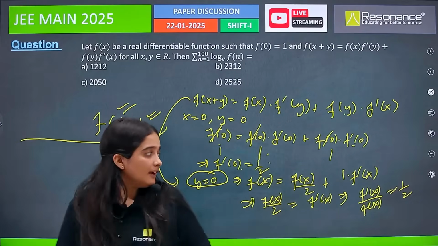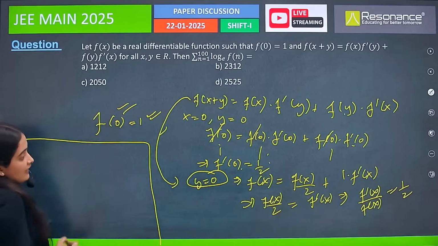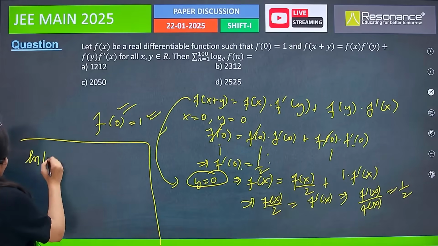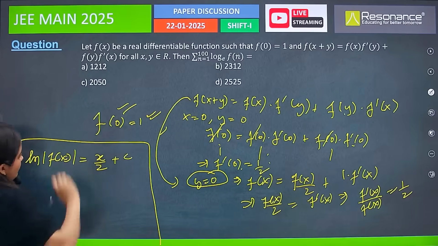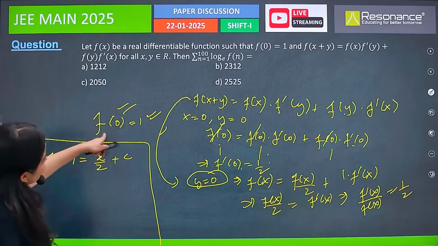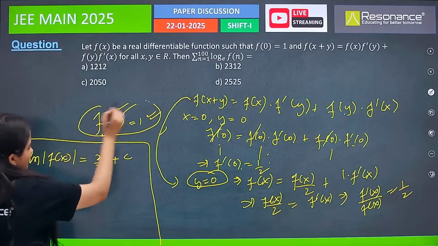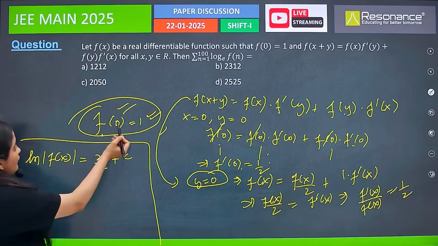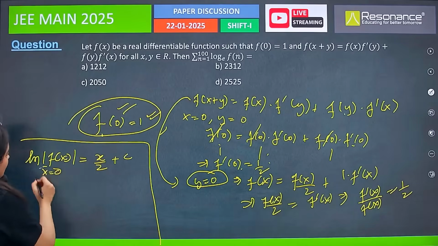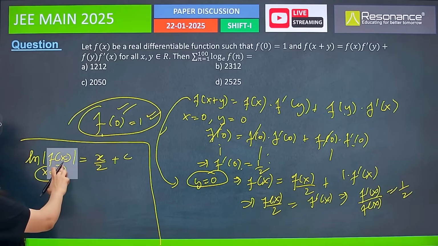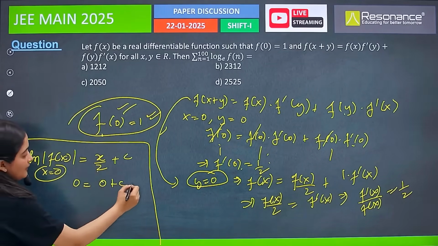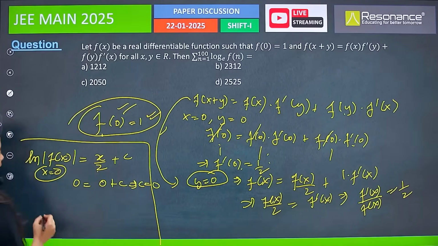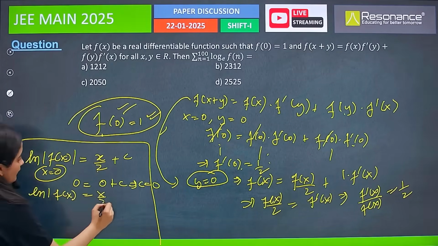If I integrate both sides, I will get the integration of f dash x by f of x, which is ln mod f of x, equal to the integration of 1 by 2, which is x by 2 plus c. Now to get the value of c, we will use the same thing again. f of 0 is 1, so let's substitute x as 0. ln f of 0, ln 1 will become 0, equal to 0 by 2 plus c. So that means the c value is also 0. That means ln f of x equals x by 2.